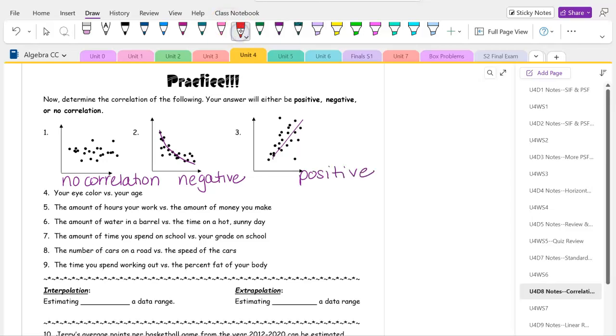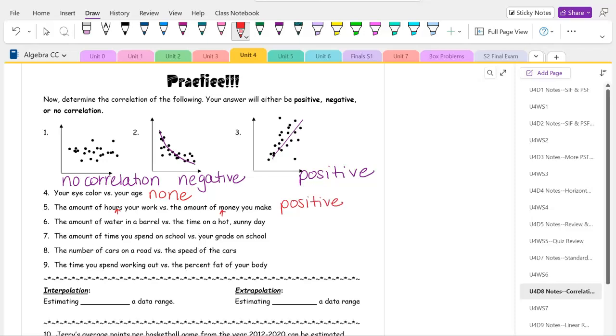Now let's look at some different situations. Eye color versus age. These things are not related, so this is no correlation. Hours you work versus money you make. Well, as your hours go up, the amount of money you make goes up as well, so this would be positive correlation.